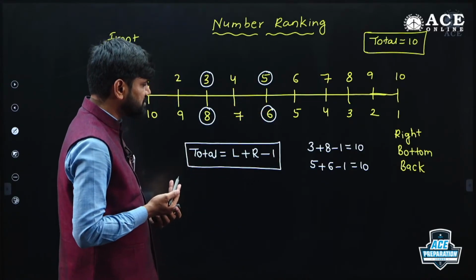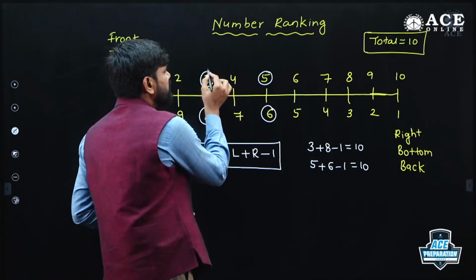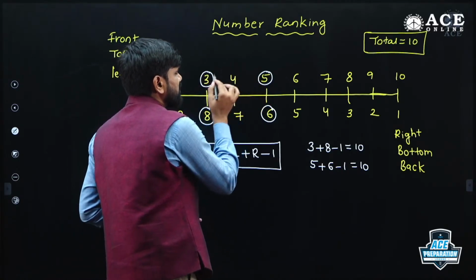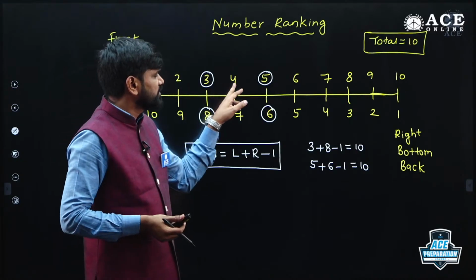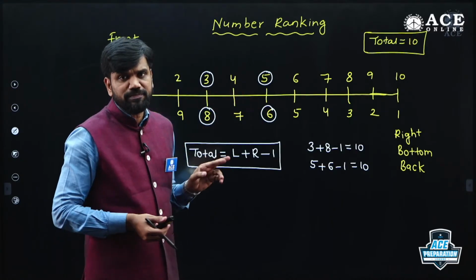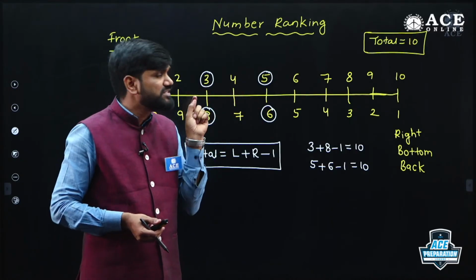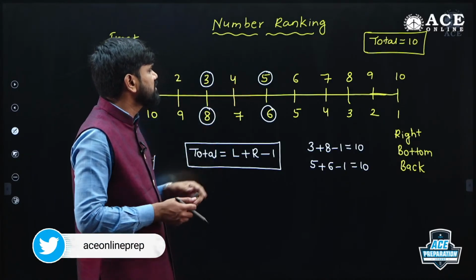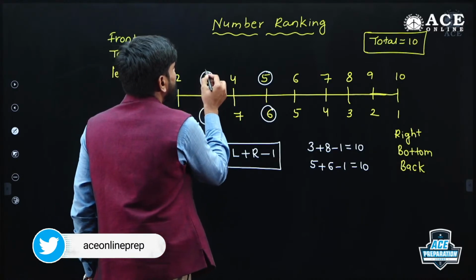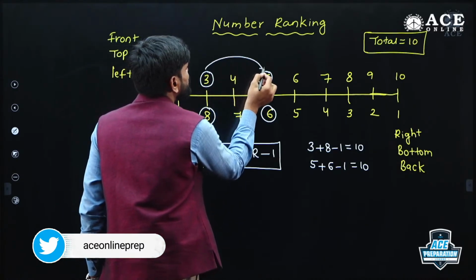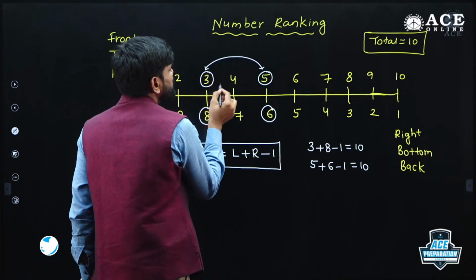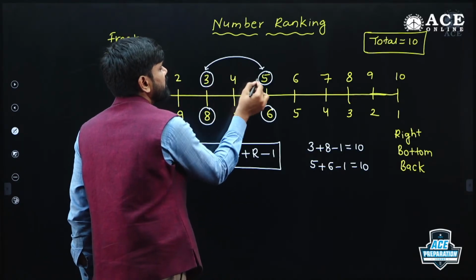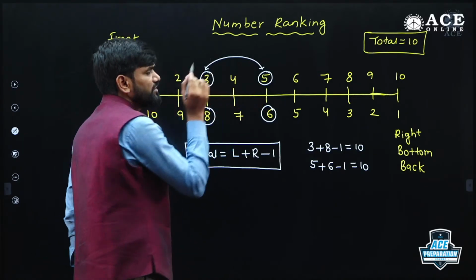The second thing is, if a person is in between two particular persons, say this fourth person is exactly in between 3 and 5, the position of that person who is in the middle of two persons will always be equal to the average of these two positional values. So, 4 is in the middle of 3 and 5, so 4 will be the average of 3 and 5.